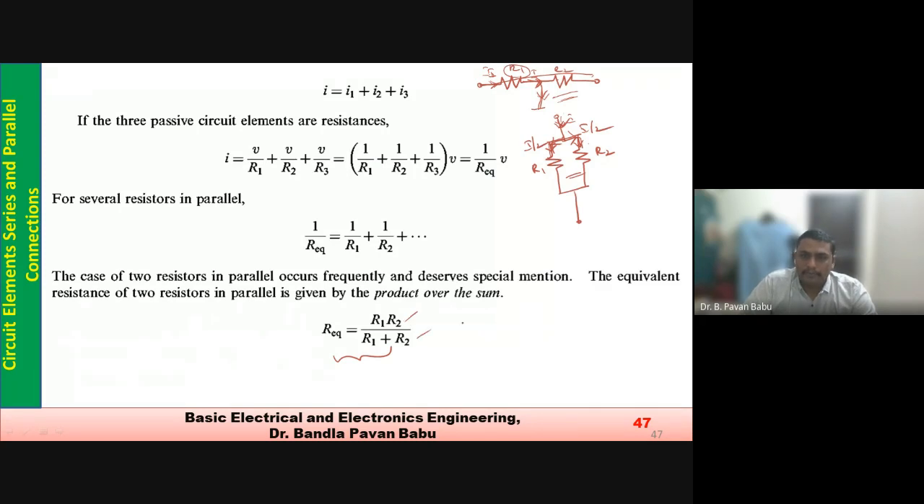In the same way, when two inductors, L1 and L2, are connected in parallel, it becomes L1 L2 by L1 plus L2. If two capacitors are connected in parallel, this is also a parallel connection. What will be the equivalent? It will be C1 plus C2. So we need to note that.